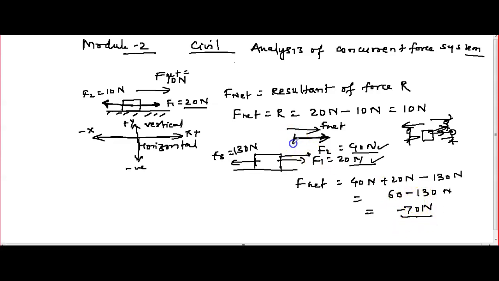Which means this net force is going in the opposite direction. F net is equal to 70 Newtons, opposite to the direction I considered positive. So F net is negative here. We considered F1 and F2 in the positive direction, and we got a negative final value, which means this block is moving in the opposite direction.